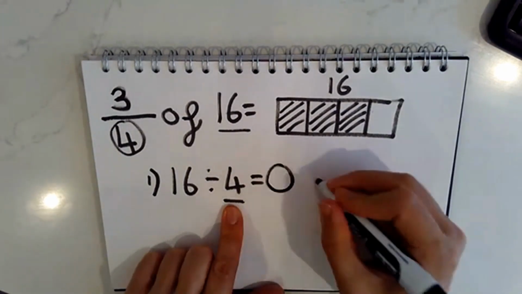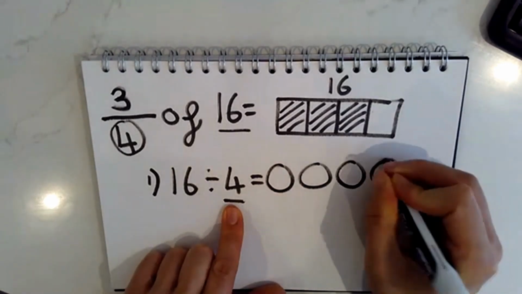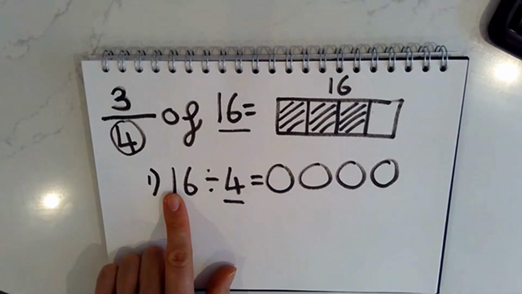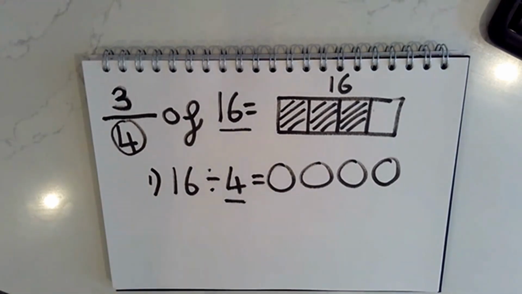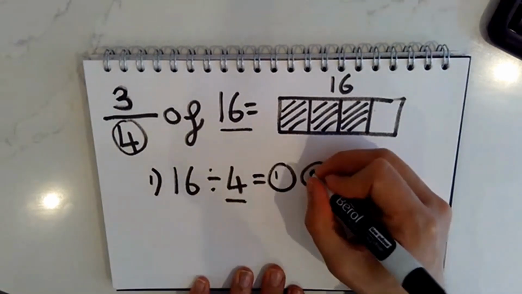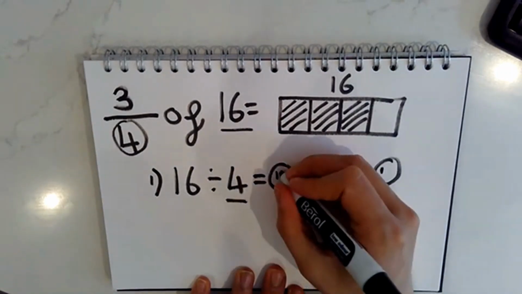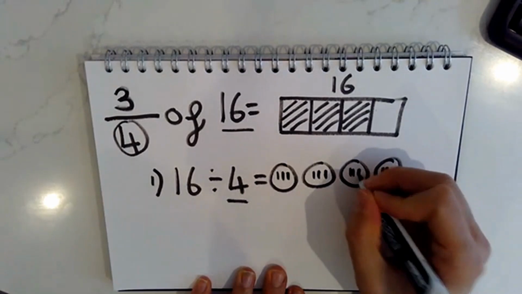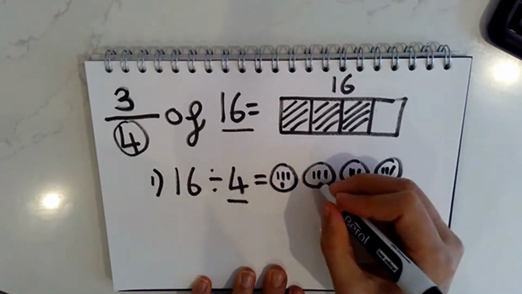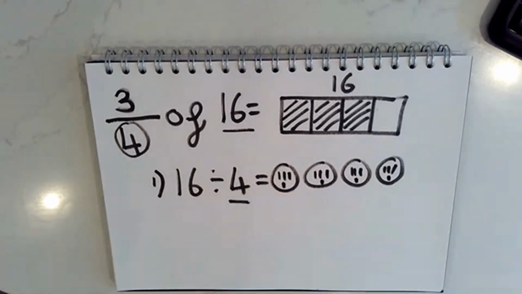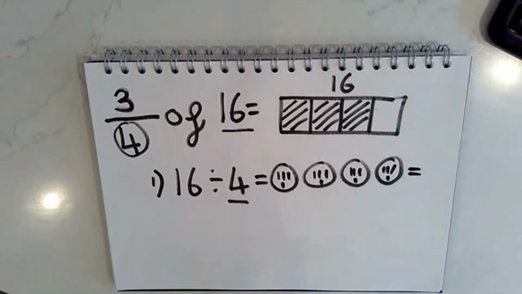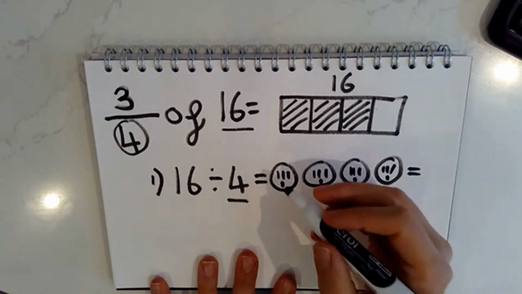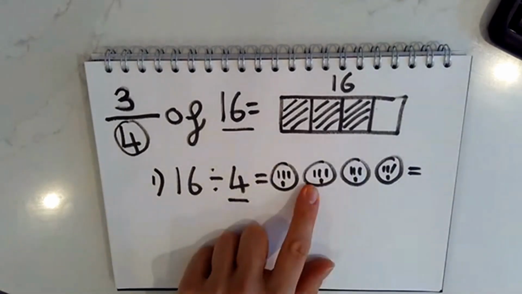Dividing by 4, so I will have 4 circles. The next thing I'm going to do is share my 16 equally into my 4 circles, my 4 groups. 1, 2, 3, 4, 5, 6, 7, 8, 9, 10, 11, 12, 13, 14, 15, 16. And I stop because I'm sharing 16. How many is in each group to tell me what 1/4 is? 1, 2, 3, 4. Let's double check it.